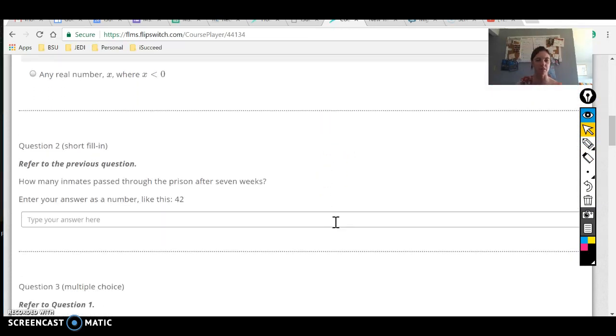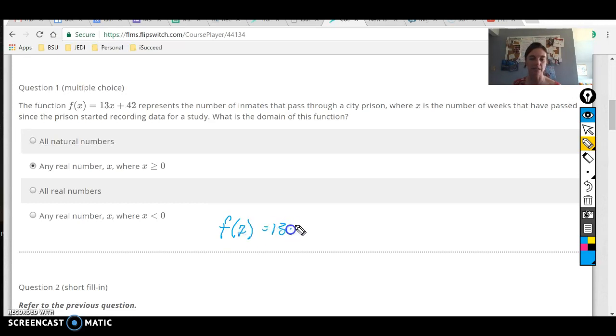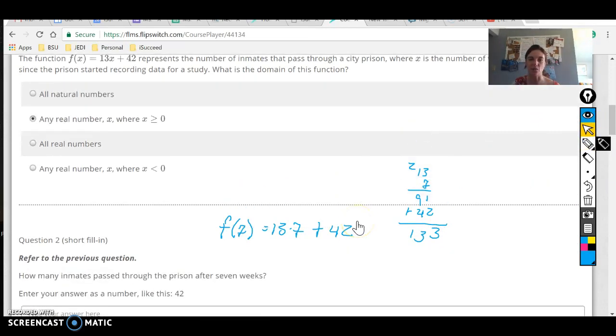Okay. Next question, how many inmates passed through the prison after 7 weeks? So what we need to do here is go ahead and plug in 7 for x. So we say f at 7 equals 13 times 7 plus 42. Well, 13 times 7 is 91, plus 42. Okay, so 133 inmates passed through the prison after 7 weeks.